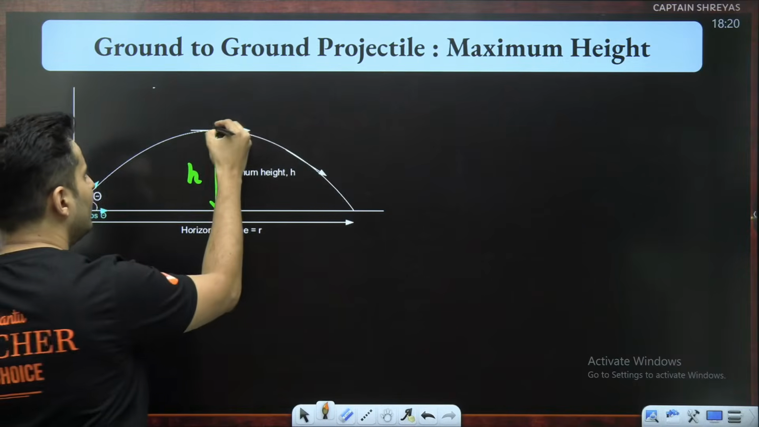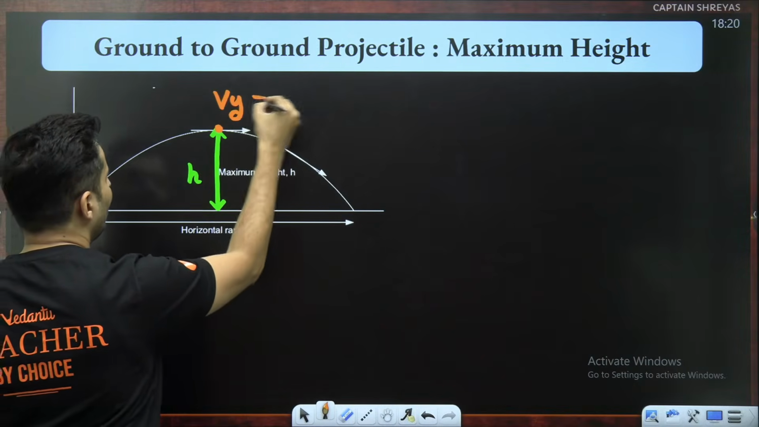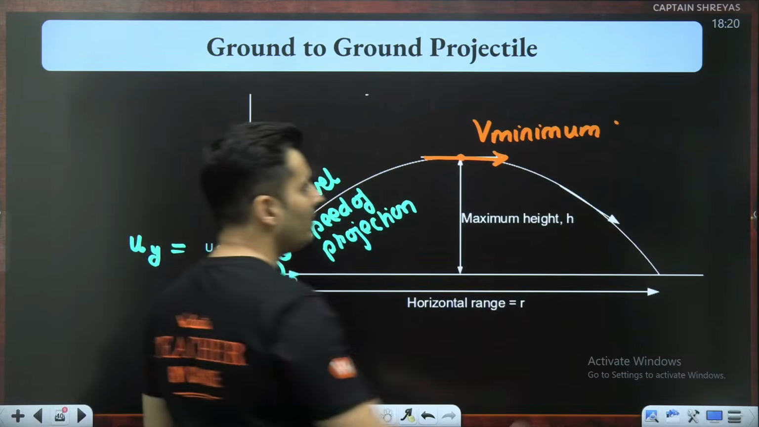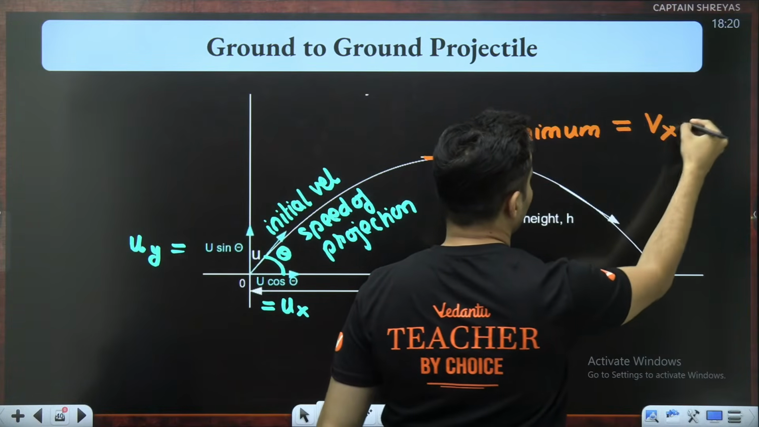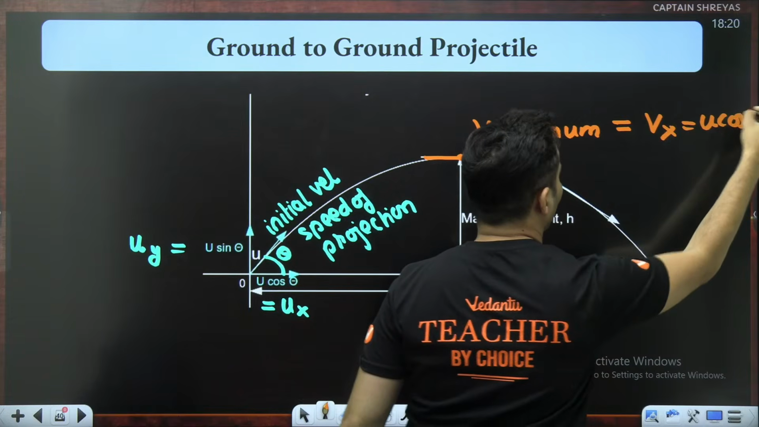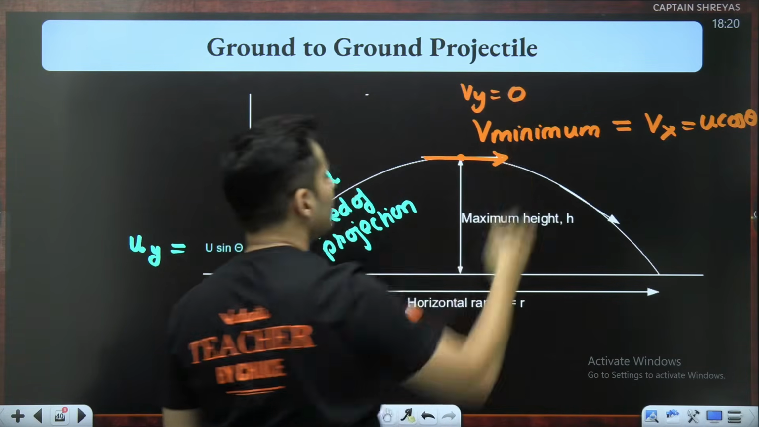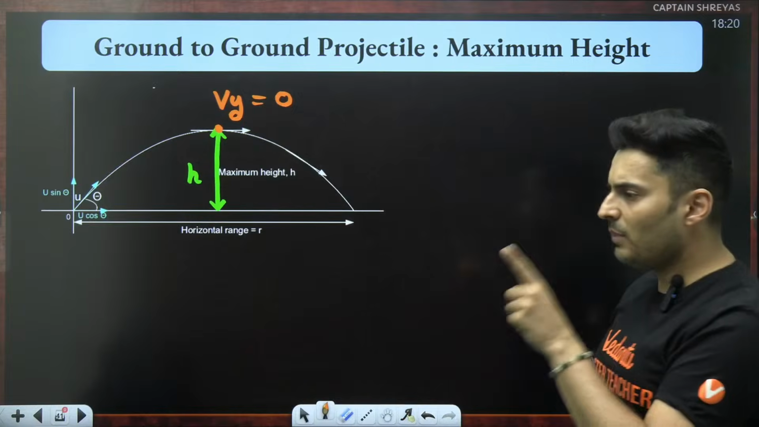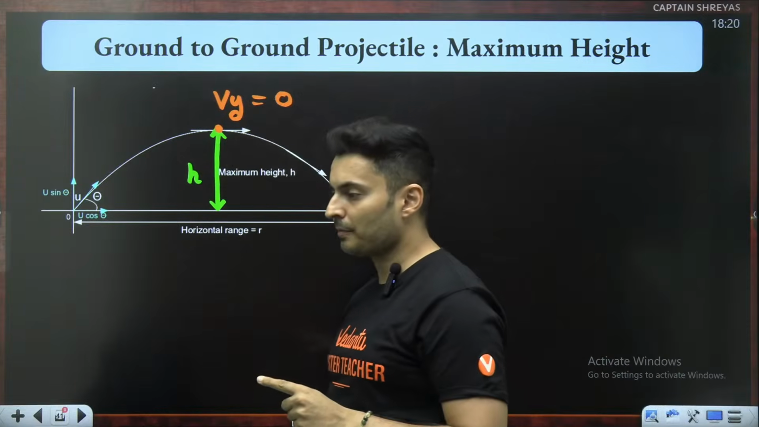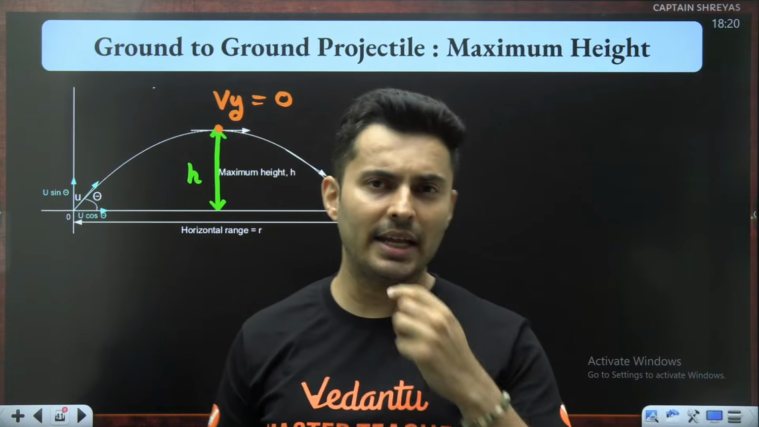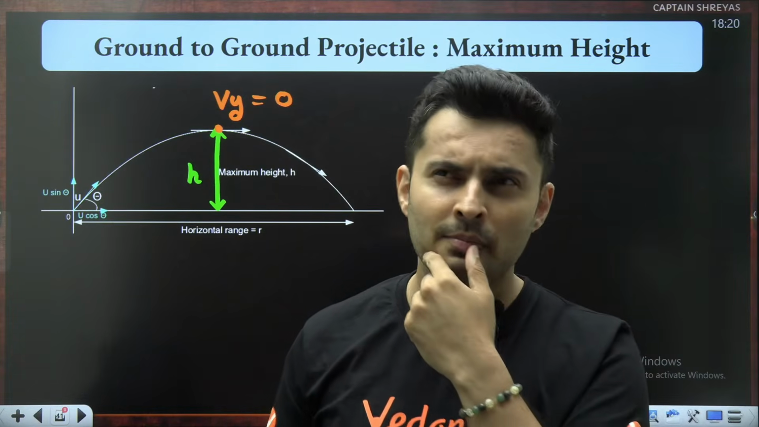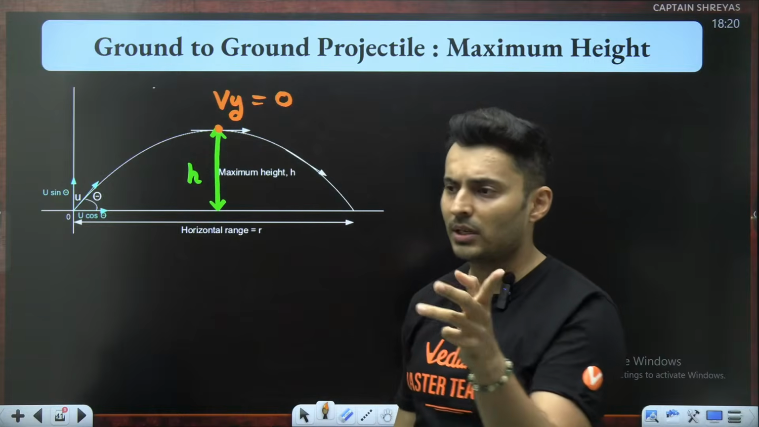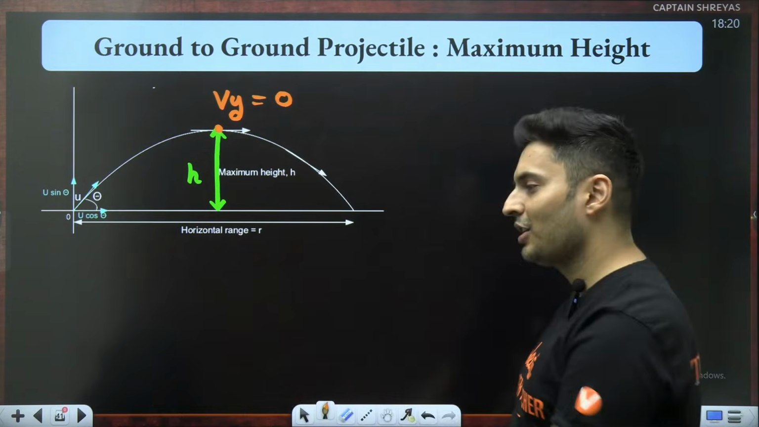I know one thing. At this particular point, it's the vertical velocity which is 0. Remember, the velocity is minimum and it is only Vx, which is basically u cos theta. Vy at this point is 0. Maybe I can use this. If I want to use this, maybe I will need an equation also in the y direction. Which kinematic equation will I use in the y direction? S is ut plus half at square, V is u plus at, V square is u square plus 2as. Correct. We can use that.